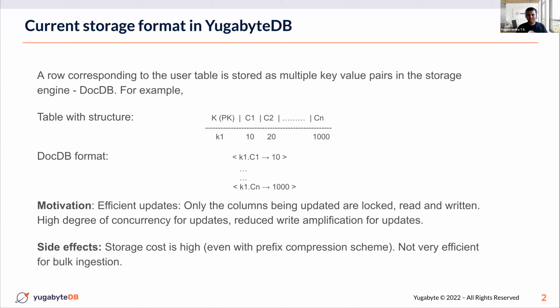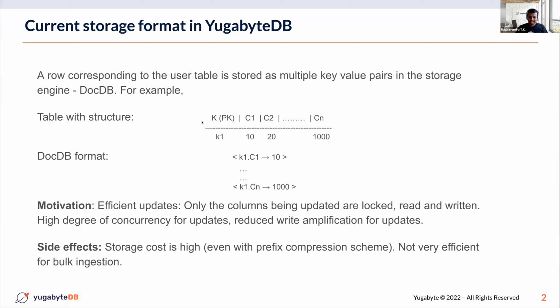Let's take a look at what the current storage format in Yugabyte is. Just checking, can you guys see my screen? Yes. Thank you. A row corresponding to the user table is stored as multiple key value pairs in the storage engine in Yugabyte. The storage engine is called DocDB, which uses RocksDB under the hood for the storage of the actual key value pairs.